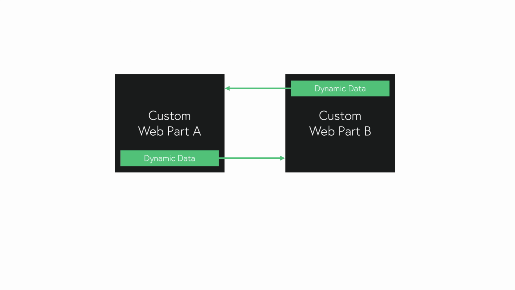And this can work both ways, but it all works off of this idea of having a publisher or a source of that dynamic data, and then there are other web parts and things on the page that can consume that data. So they basically say, hey, when your dynamic data property changes, I want to be notified, and then I can do something with it inside of my web part. So let's take a look at what this looks like whenever you're working in your SharePoint Framework web parts.